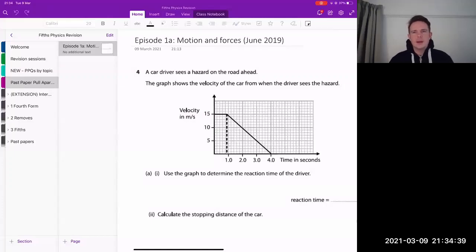Hello everybody. I'm going to start creating a new type of video which will involve me going through two exam paper questions, talking through what I'm doing, and we're going to take each of the IGCSE topics in turn over the next 8 to 10 weeks. So we're going to start now with motion and forces.